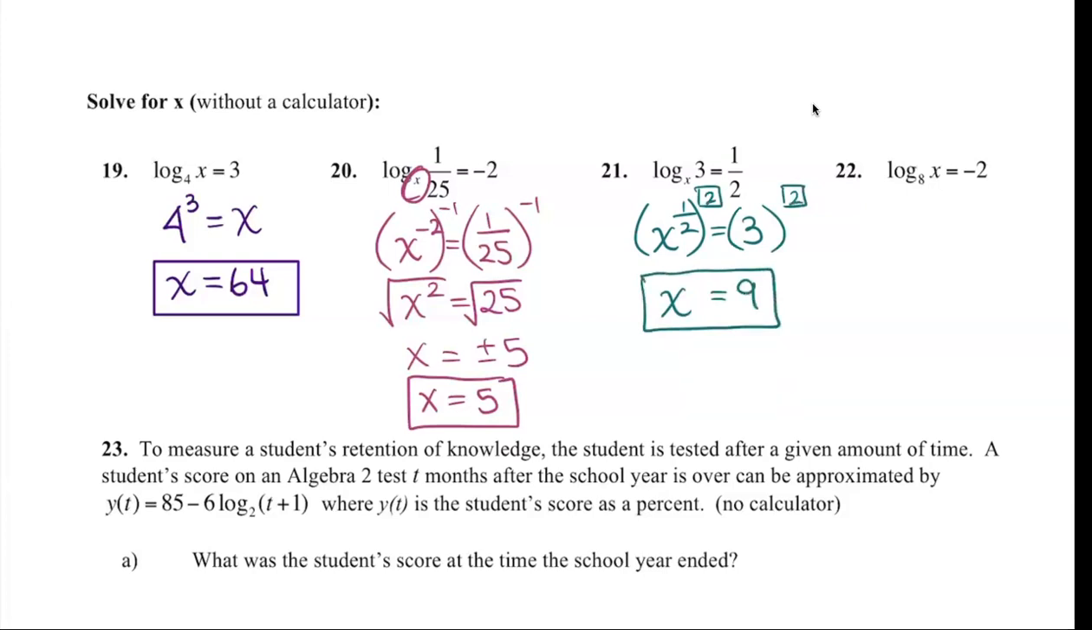Okay, number 22. Let's finish this off. I'm trying to look for somebody I didn't call on yet. Joanne, help us out with the last one.